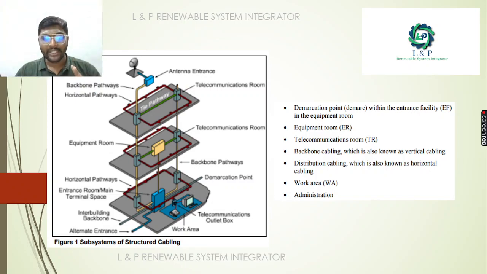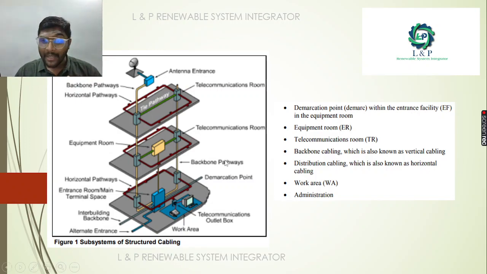Then the second subsystem of structured cabling is the equipment room. Third is the telecommunication room. It will be present on all the floors. Wherever the telecommunication network is going, this telecommunication room will be there.